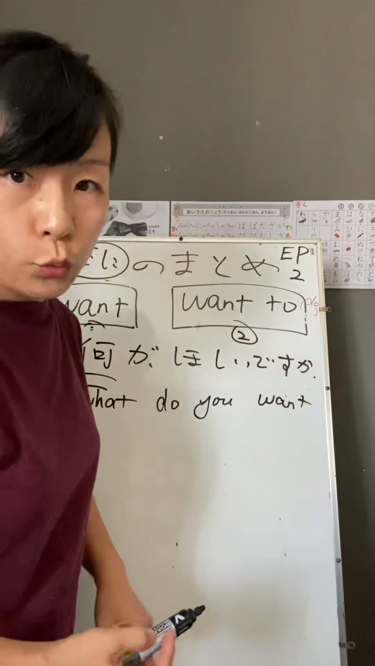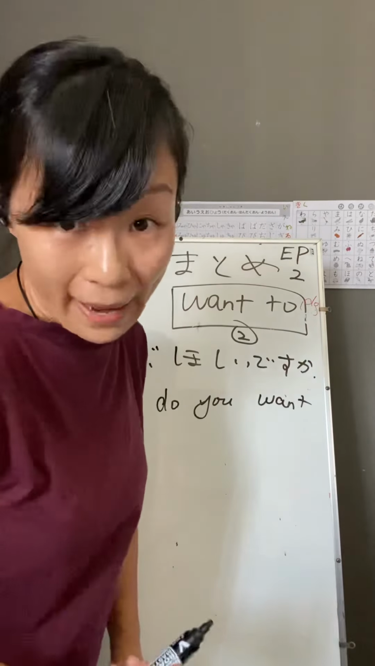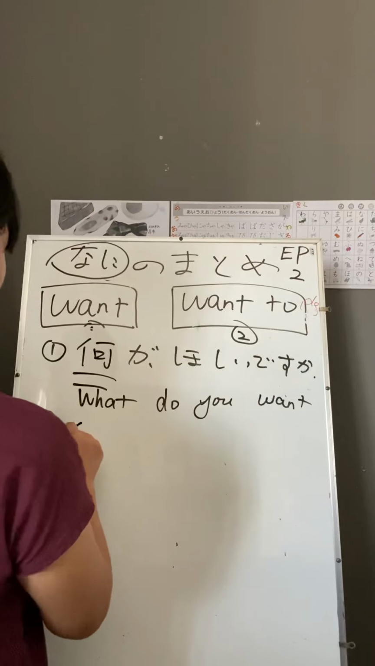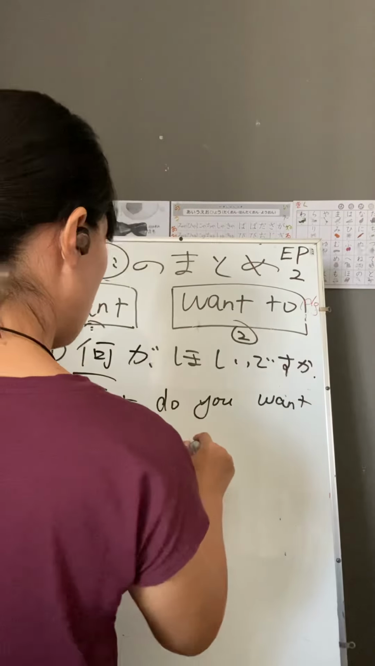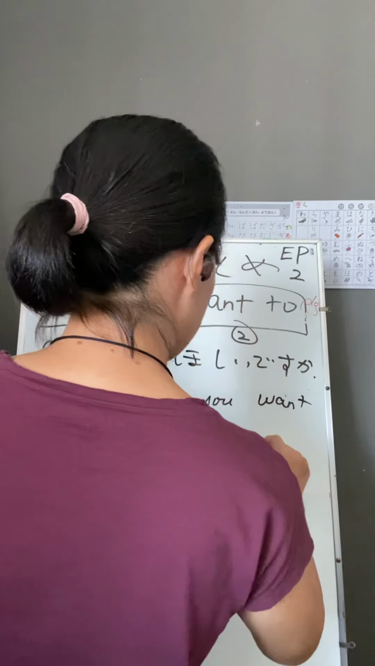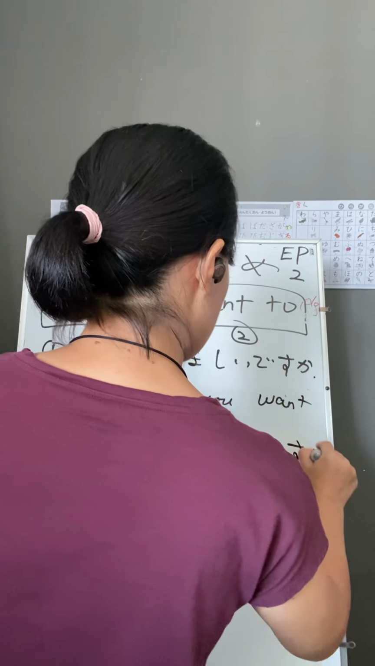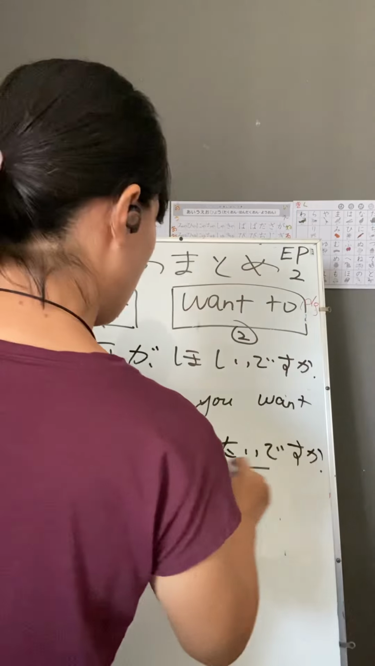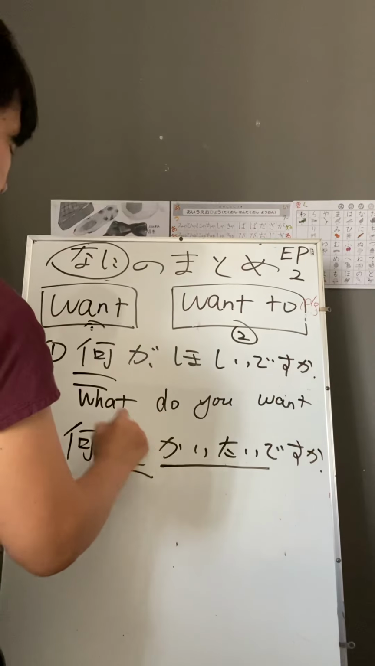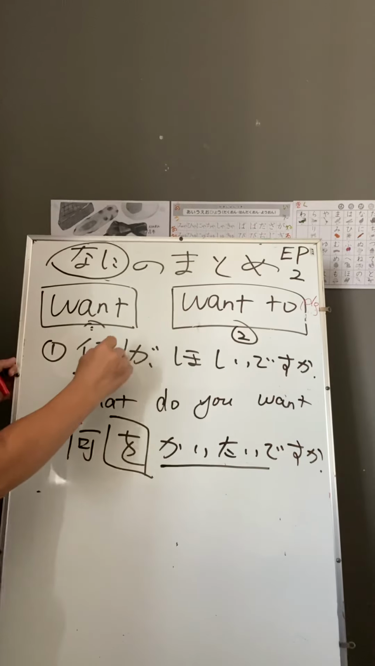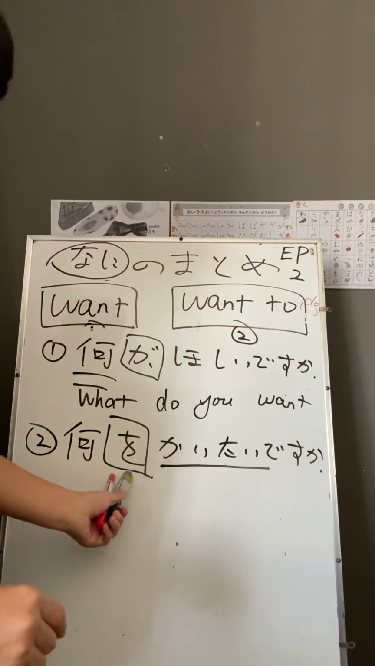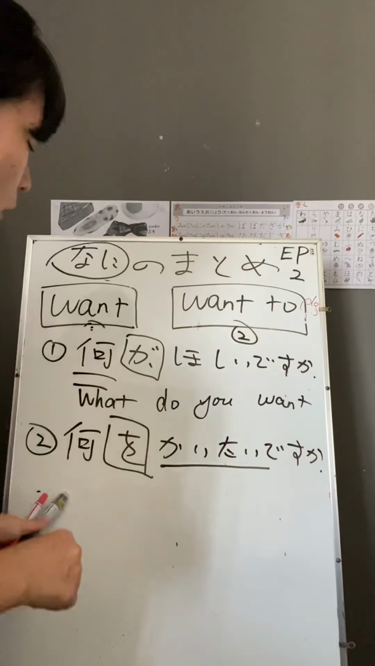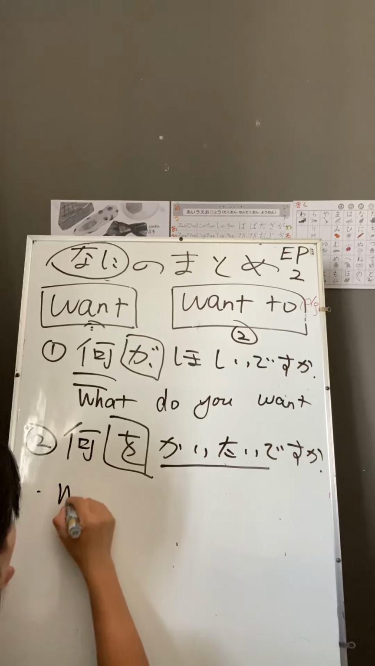Number two, let's use buy. 何を買いたいですか? The を is the object marker. 何を買いたいですか? What do you want to buy?